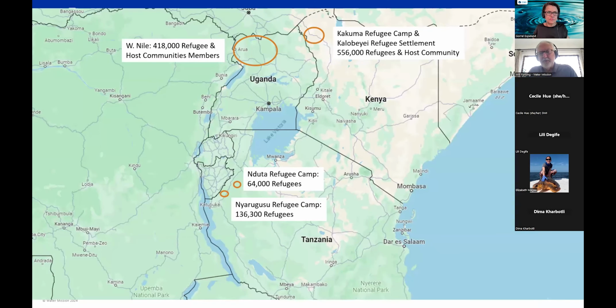Refugee and host community areas where we are currently serving total about 1.2 million people in 3 major areas. In northern Uganda's West Nile region, we're currently performing operation and maintenance services, serving 418,000 refugees and host community members. In Kenya, in Turkana County, primarily around the Kakuma area, we're targeting about 556,000 refugees and host community members. And in Western Tanzania and Kigoma region, serving 2 refugee camps near Nyarugusu and Ndutu with a total of about 200,000 refugees.